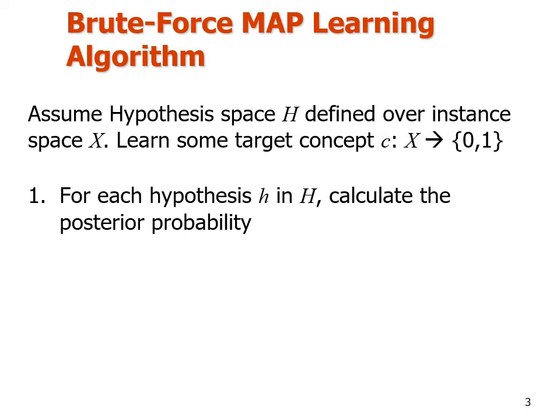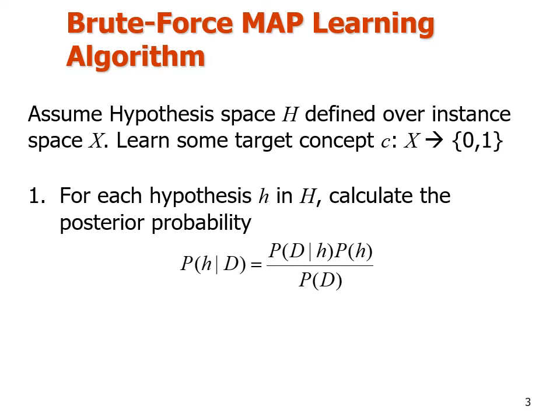The first step of the algorithm deals with computation of the posterior probability for each hypothesis h in the hypothesis space capital H. This posterior probability is computed using Bayes' theorem. The expression for Bayes' theorem that we have studied already is written as: probability of h given D is equal to probability of D given h times probability of h, divided by probability of D.